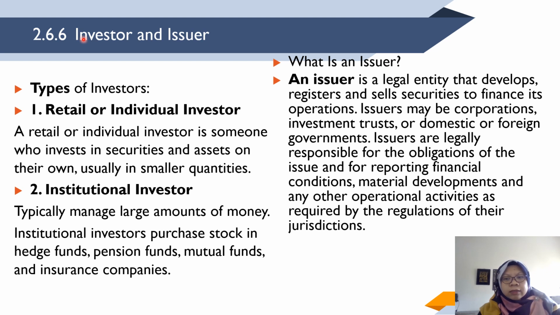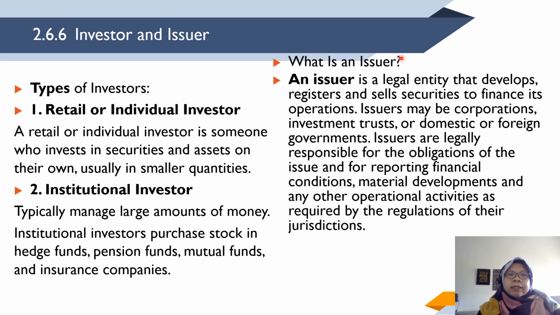Next, this one the last Islamic capital market participant, investor and insurer. These are the types of investor, two type of investor: number one, retail or individual investor, and number two, institutional investor. Retail or individual investor is someone who invests in security and asset on their own, usually in smaller quantities, or they have a small capital. Type number two, institutional investor, typically manage large amounts of money. Institutional investor purchase stock in the hedge fund, pension fund, mutual fund, and insurance company. For example, PNB, Permodalan Nasional Berhad, Tabung Haji, EPF. This one example for institutional investor.